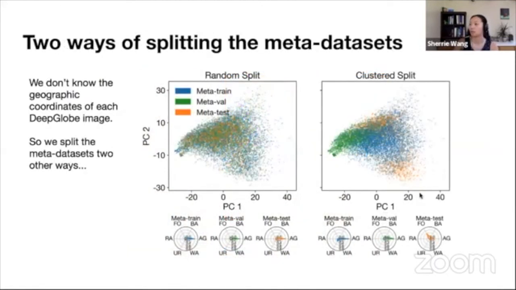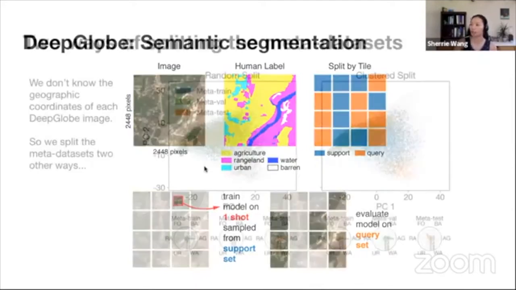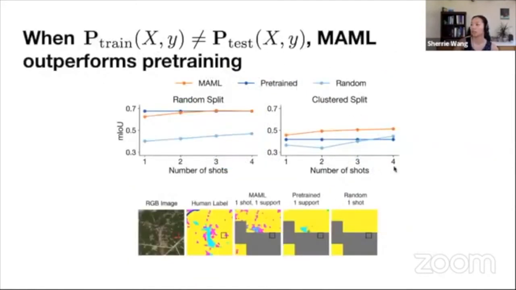And here, what we see is that if we split these images in a way that makes the training set and the test set different from each other, then let's just focus on the panel on the right. Basically, MAML is outperforming pre-training and a random split when the training set and the test set images are sufficiently different.